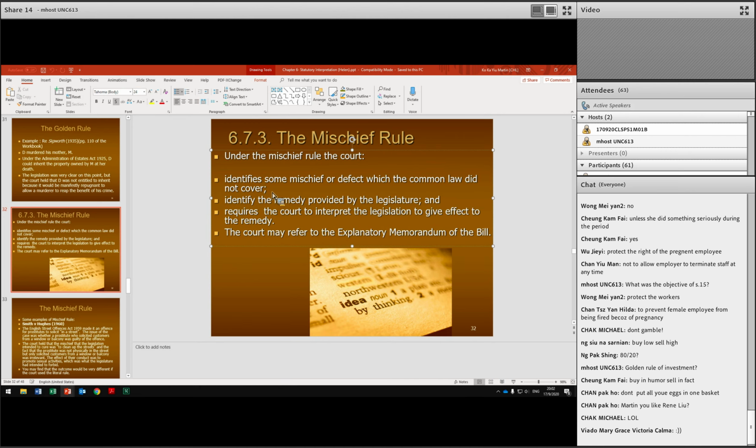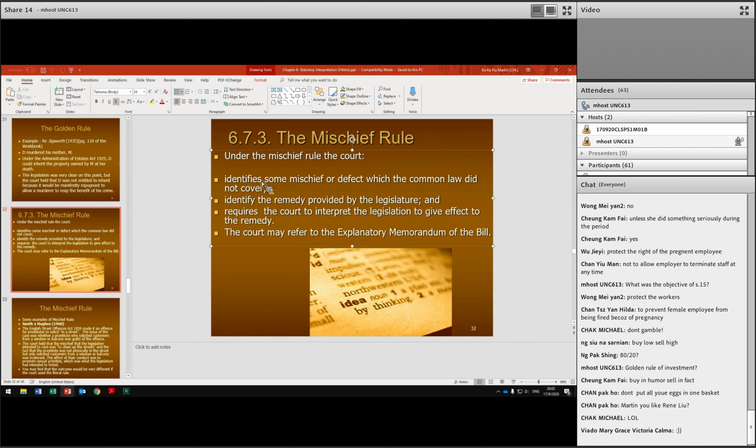Okay? So you cannot find a website under common law. There was no such thing as a website or electronic payment under common law. You cannot just use common law because there are so many things not covered by common law. So that is the reason why you need legislation. When there's a legislation, usually there must be some reason why the legislation has to be enacted. There must be some mischief, some defect, which the common law did not cover.